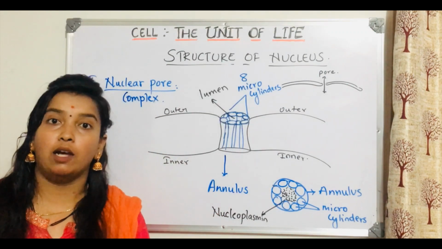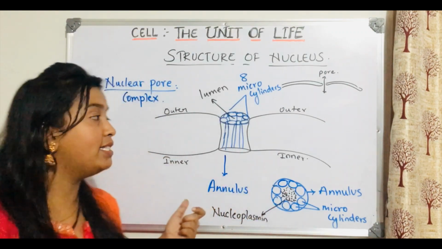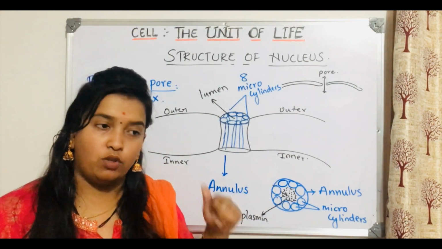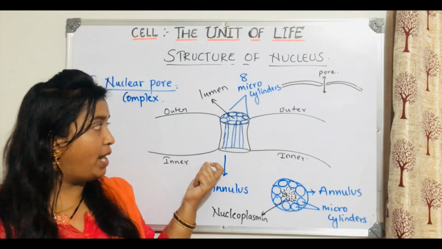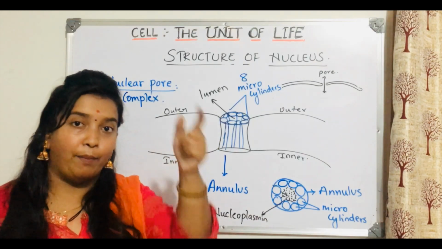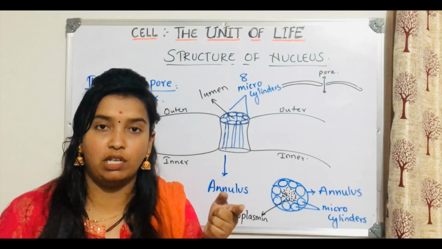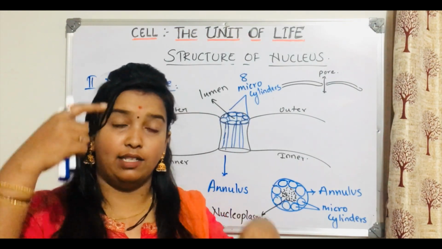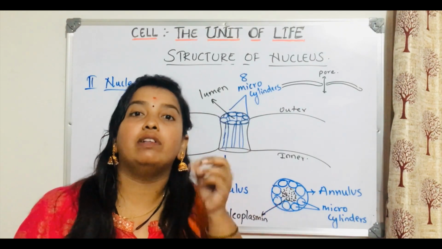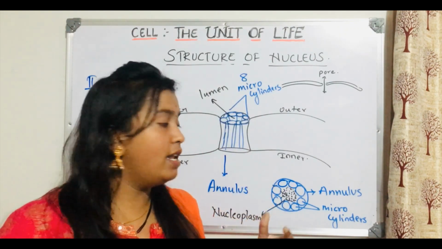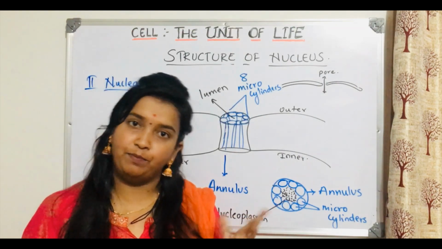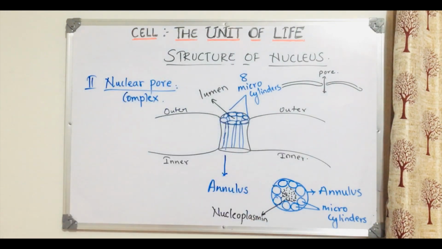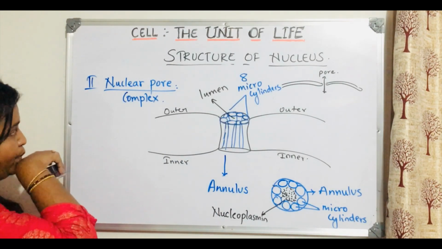Together you call it the nuclear pore complex. I hope it's clear now. Together what do you call it? Nuclear pore complex. A question will come from here, so be alert about this. The nuclear pore complex has the annulus, and 8 micro cylinders, and it has the lumen, and the lumen is filled with some electron dense material, and that electron dense material is called nucleoplasmin. Okay, so we have now understood the nuclear pore complex. Let's move forward.